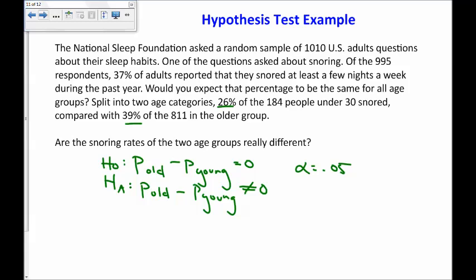The next thing we'll do is check conditions. The two most important ones are the randomization condition and the success failure condition. It was a random sample, so I'll just say that the data was collected using a random sample.